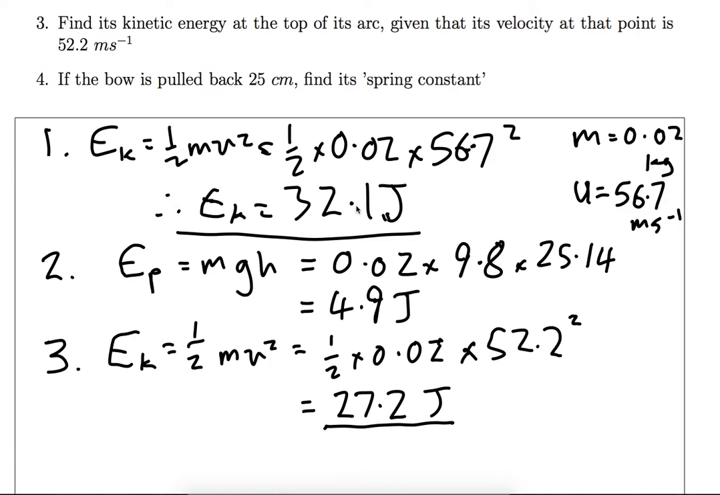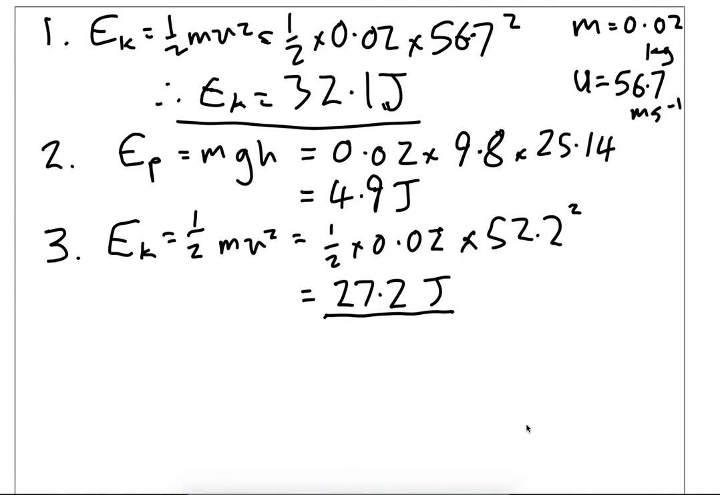So we started out with 32.1, and we ended up with 27.2. If you add that to the 4.9, you should find that it gives the 32.1. So in other words, all we've done is convert some energy from one form to another. Energy hasn't been created or destroyed. We've converted some of the kinetic energy into potential energy at the top of the motion. And they do add up, at least within rounding error if we've rounded anything off.